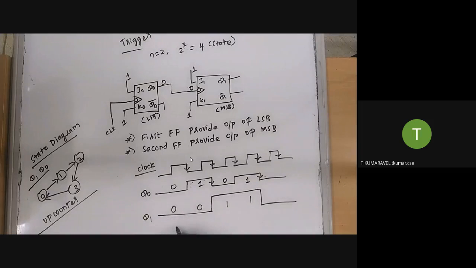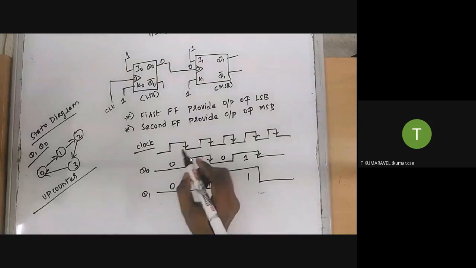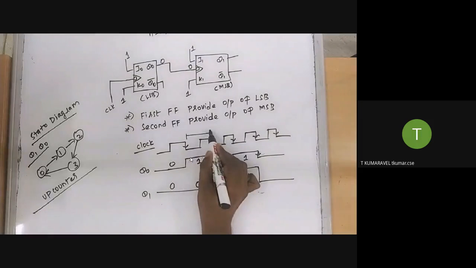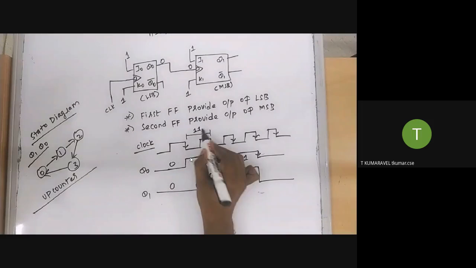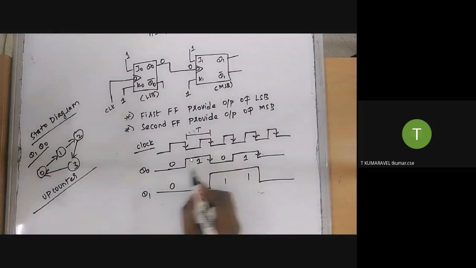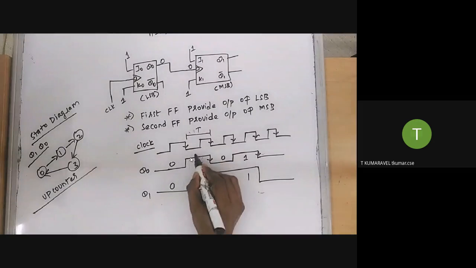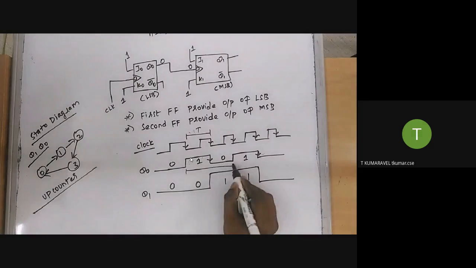Already I said one clock cycle is one positive edge plus one negative edge. We call it one clock cycle. So if we consider the first one, this is one positive edge, one negative edge. This is one clock. This is one clock. This is one clock. What about the second one? One positive edge appears here, a negative edge occurs. This is treated as one clock.